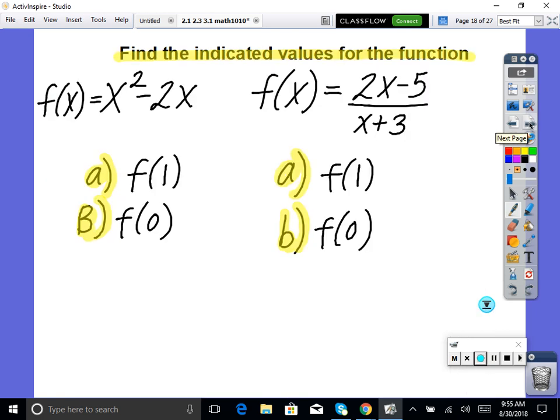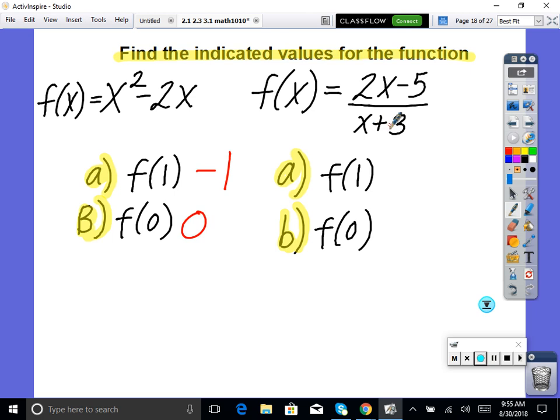Okay, so if I said to you on the homework, find the indicated values for the function, what would I do if I said f of 1? Plug it in. So that'd be 1 squared minus 2 times 1. 1 squared minus 2 is -1. True? Plug in 0, we get 0. We know how to do this.